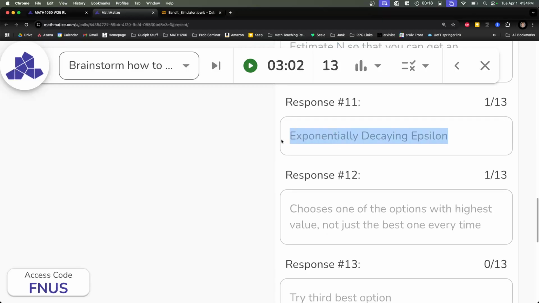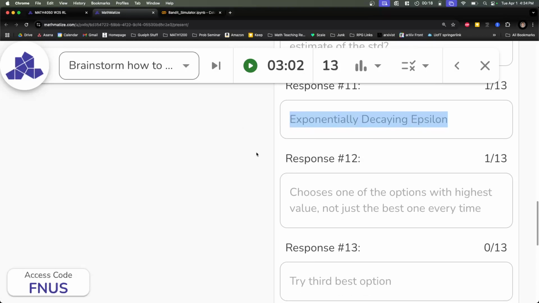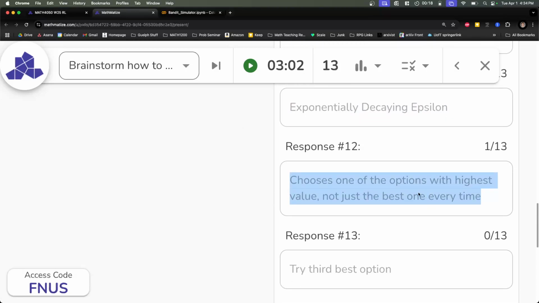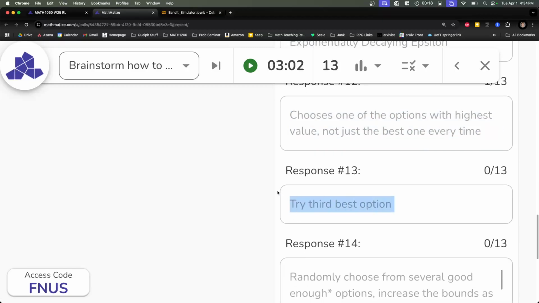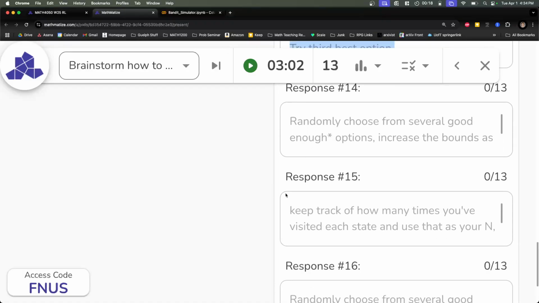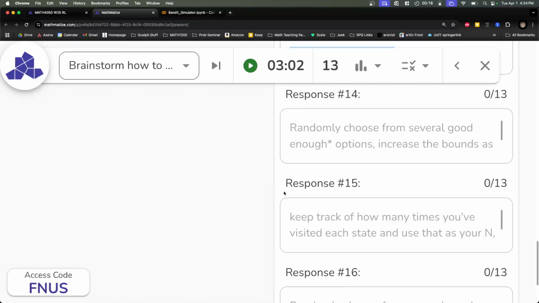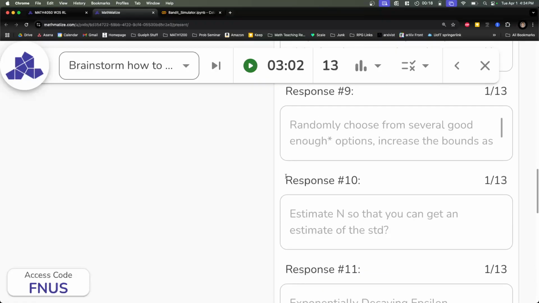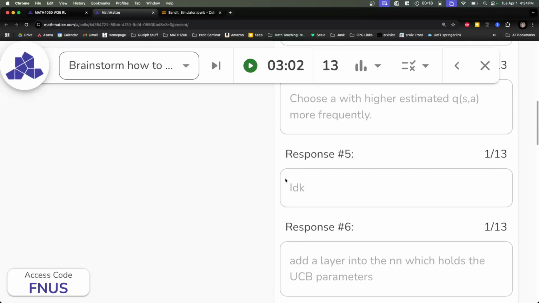If you're doing a decaying epsilon, as long as when epsilon happens you're picking uniformly at random, that's not adaptive exploration. So the thing we want to eliminate is that when we decide to do some exploration, we don't explore the worst case scenario. Let's still focus on the top few moves. Yeah, choose, this is a great idea. That's the same as some of these other ones. Choose one with a high value, just not the best one every time. Or you could do the third best. Good enough. Okay, I think some of these I've seen already. Very nice.